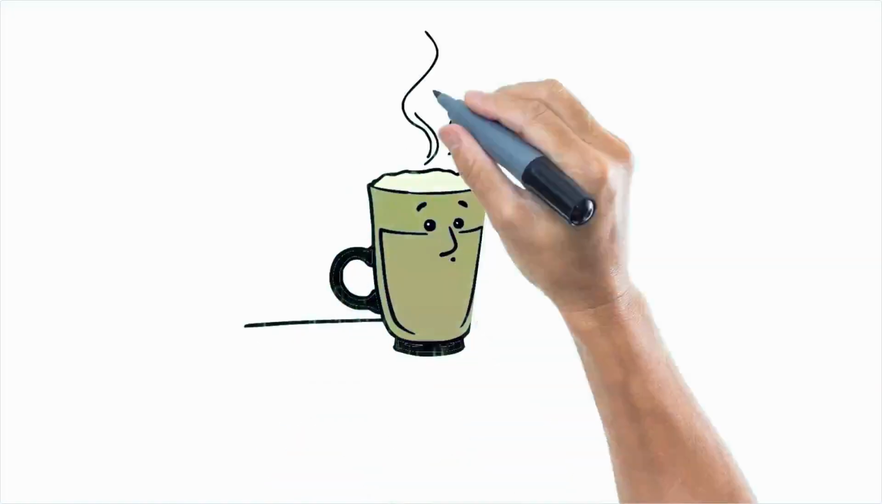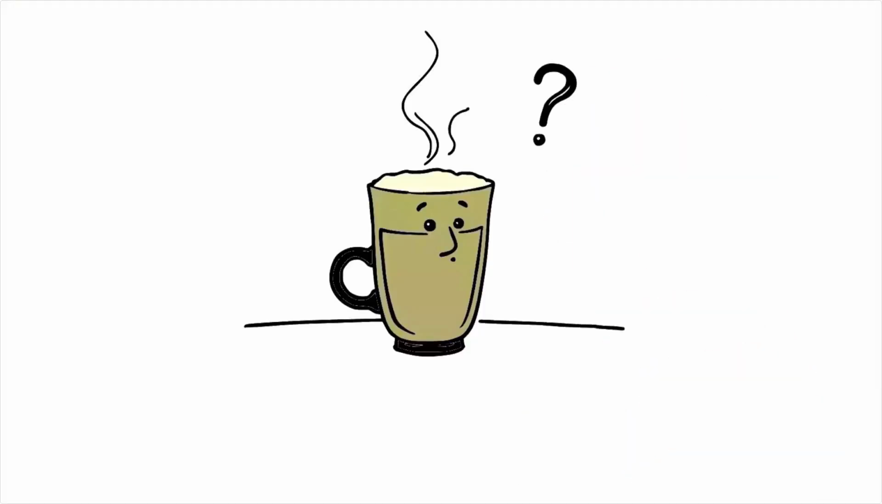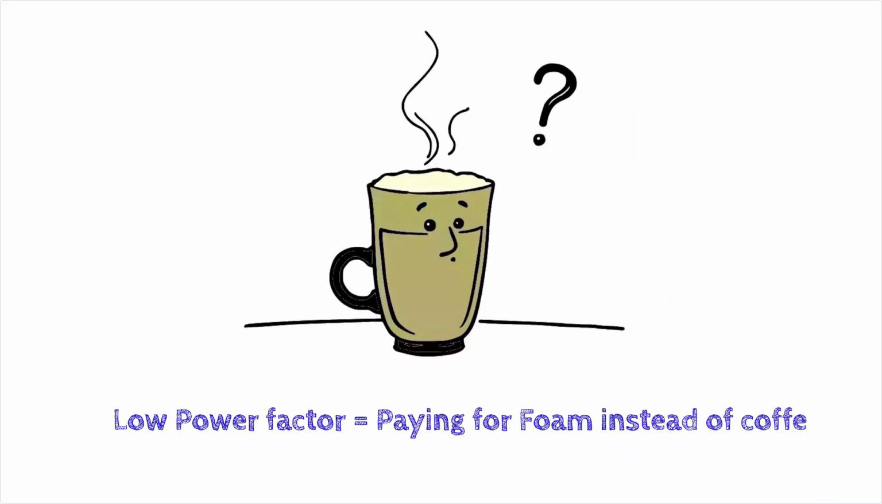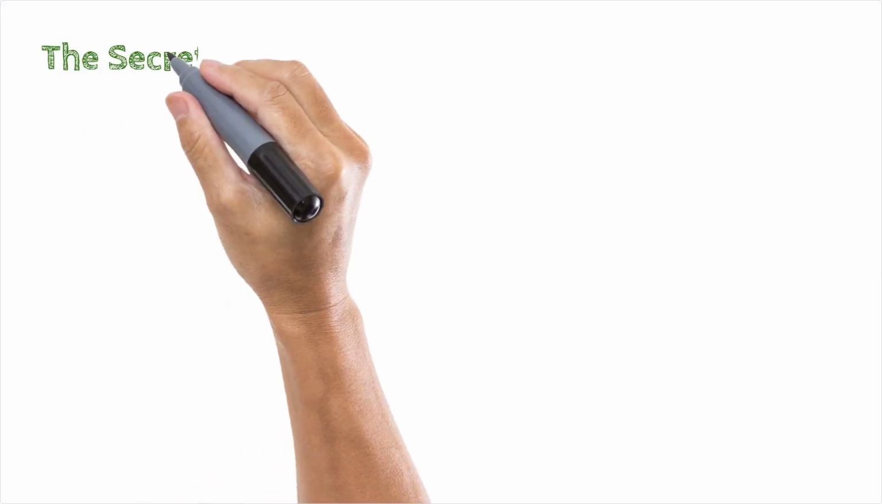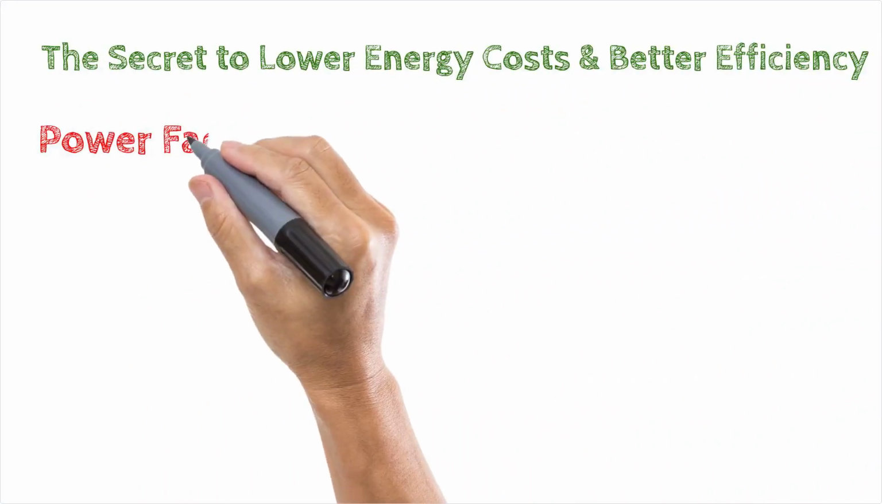Imagine ordering a cup of coffee, but instead of getting a full cup, half of it is just foam. You're paying for a full cup, but you're not getting the real thing. That's exactly what happens in electrical systems when the power factor is low. The more foam, or wasted reactive power, in your system, the more energy is wasted, leading to higher electricity bills.